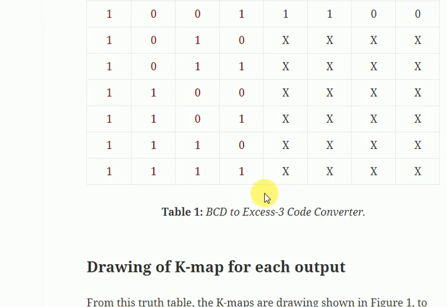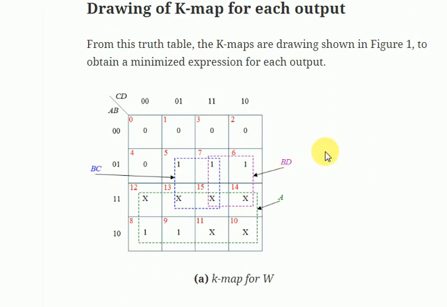So now in the next step we will draw the K-map for each output, that is W, X, Y, Z. In this case we have don't care conditions for the combinations 1010, 1011, 1100, 1101, 1110 and 1111. First of all we will draw the K-map for the W output.